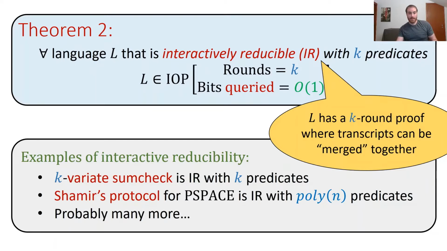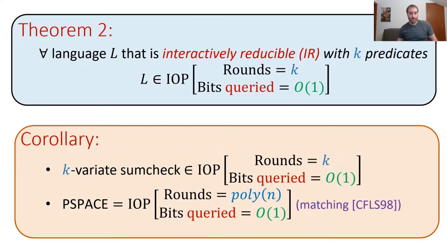And as an immediate corollary of the theorem and these examples, we get that k-variate Sumcheck has an IOP with k rounds and a constant number of bit queries, and then all of PSPACE can be decided using a polynomial number of rounds, where the verifier reads a constant number of bits from the transcript. And this matches a result by Condon et al., although they looked at a slightly different model.